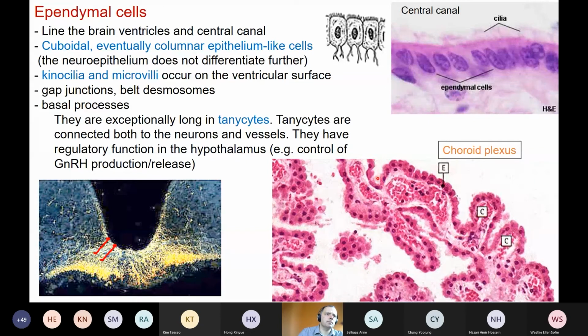Also, the ventricles may contain a structure that is responsible for the production of the cerebrospinal fluid. That's the choroid plexus. And the surface of the choroid plexus is covered by a similar epithelium, which is very similar to the ependymal lining of the ventricles.